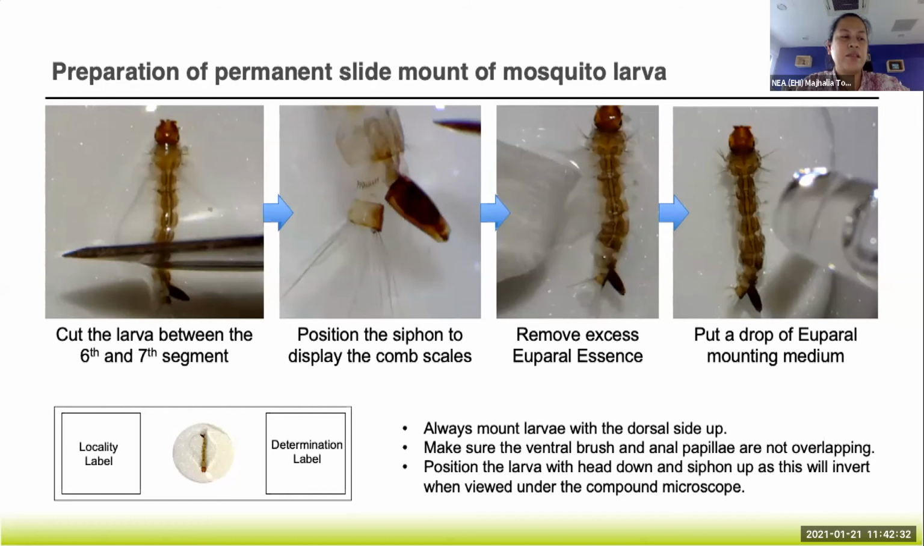We select the 6th and the 7th segment because we don't want to cut the comb scales. The comb scales are on the 8th segment. If you cut between the 7th and the 8th segment, you may accidentally cut your comb scales. So to prevent that from happening, you just move one segment up and cut between the 6th and the 7th.